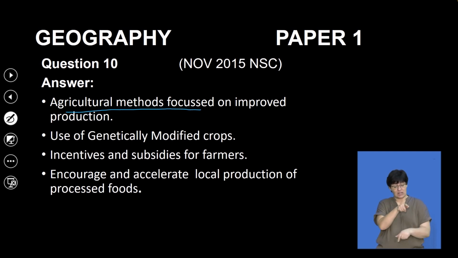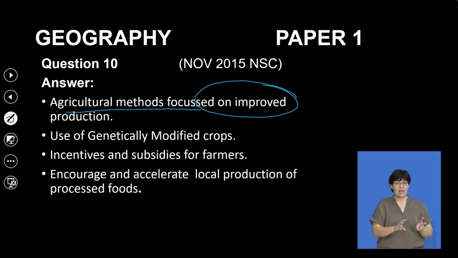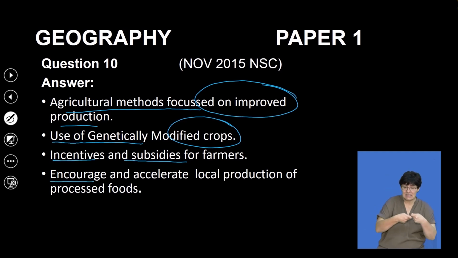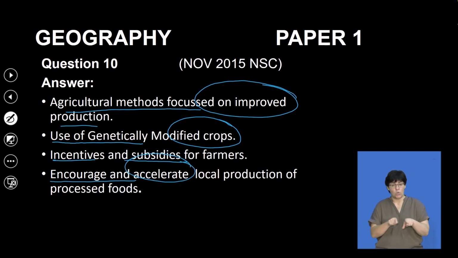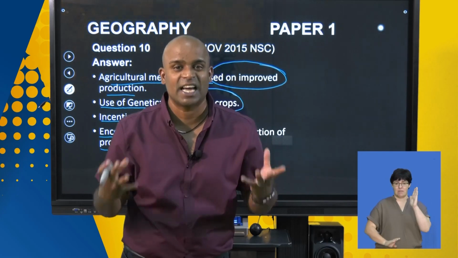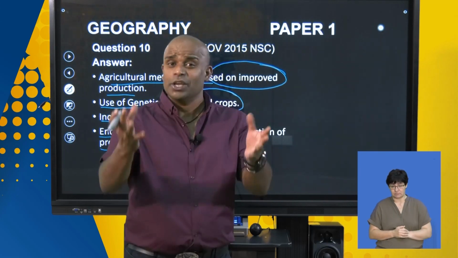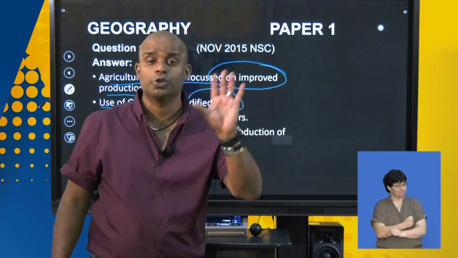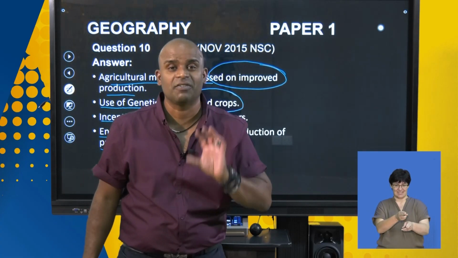agricultural methods focused on improved production, the use of genetically modified crops, the incentives and subsidies for farmers, encourage and accelerate local production of processed foods. All matters that are improving food security in this country. With that, you are enabled now to better understand how to respond to paragraph writing.